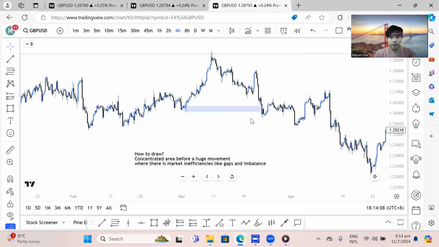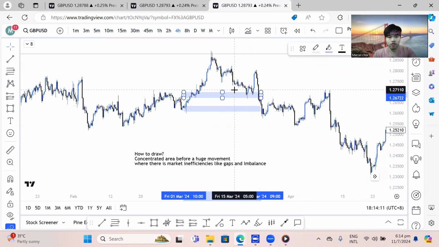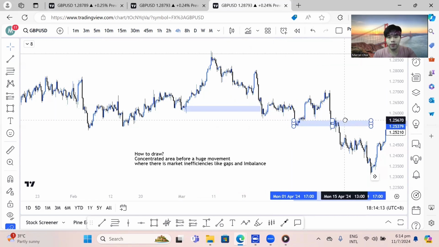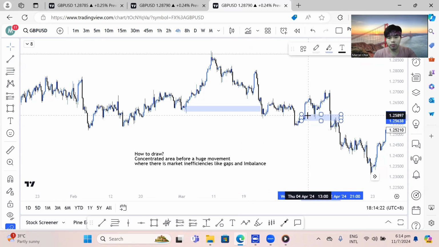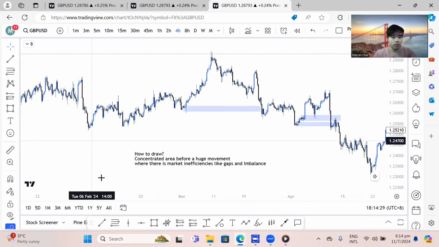Then likewise, other than this, we can draw it here as well. This is a very significant level, because once it's a consolidated area, there's a movement here. So we can draw it here as well. So these are two rough points that we can draw. We can also draw it right at this point over here itself, correct?